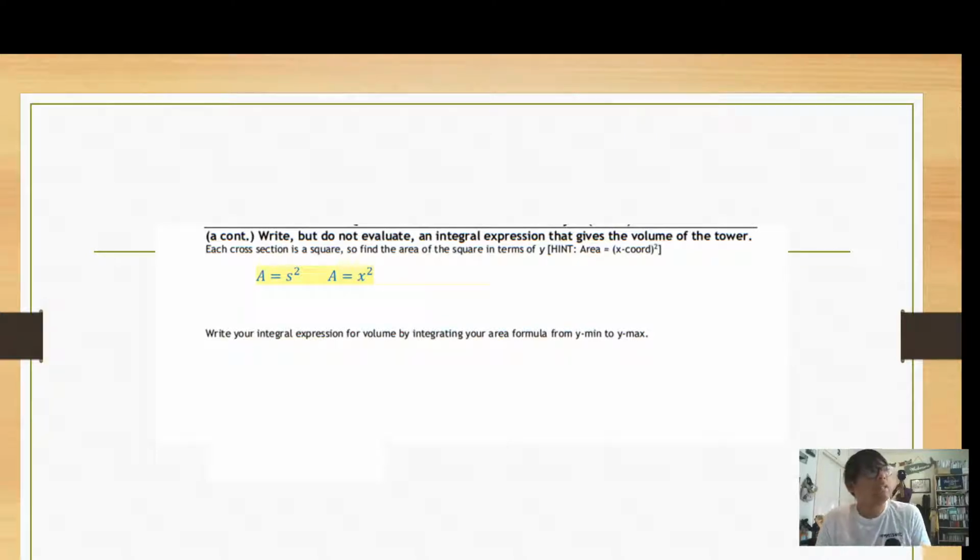We know that the area is s squared, and the side of the square is going to be the x-coordinate. The x-coordinate is just given by 1/10 (6 minus y). So the area of any cross-section along the y-axis can be given by the quantity 1/10 (6 minus y), squared, which is the square of the difference of x-coordinates. If you like, you can simplify that: 1/100 (6 minus y) squared.